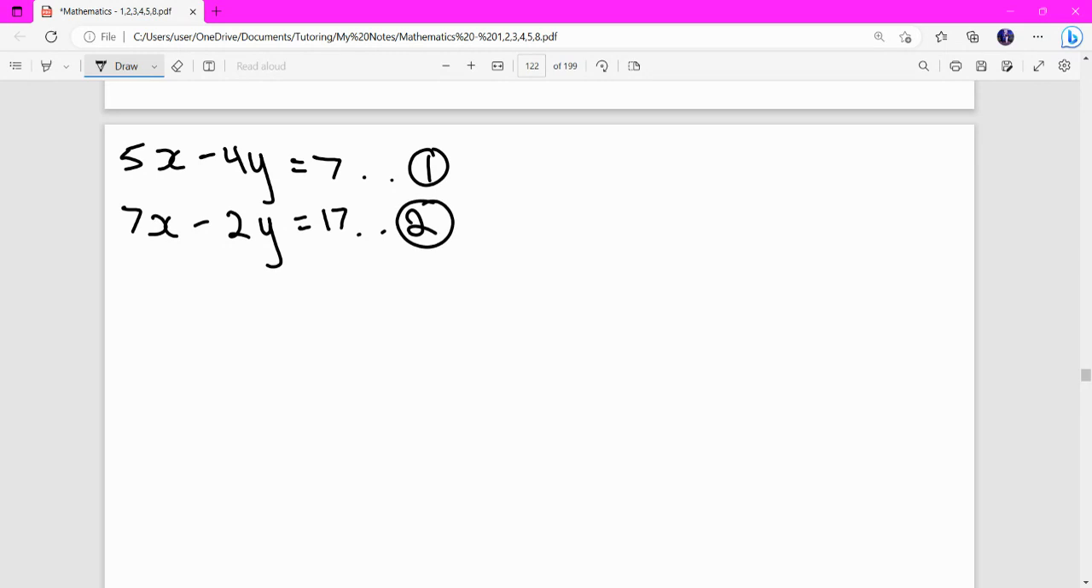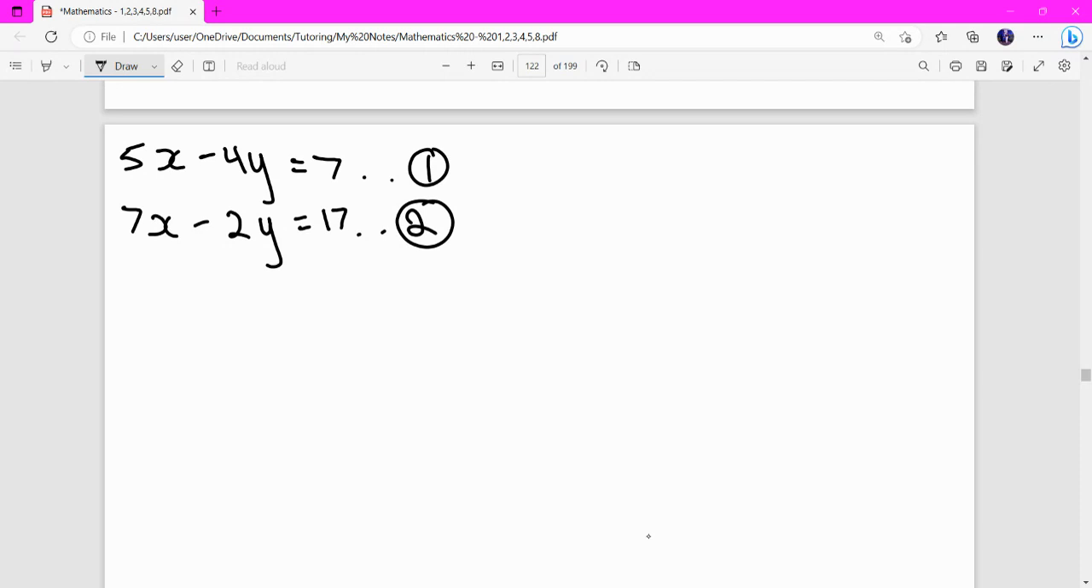First things first, if you add the two equations, are you eliminating any variable? No, you're not, because the coefficients of x and y are different in both equations. So you cannot just add them or subtract them, because you end up with another equation with two variables, right? Because if you say 5x plus 7x, you will get 12x. Negative 4y plus negative 2y, you get negative 6y. You end up with another equation with two variables again.